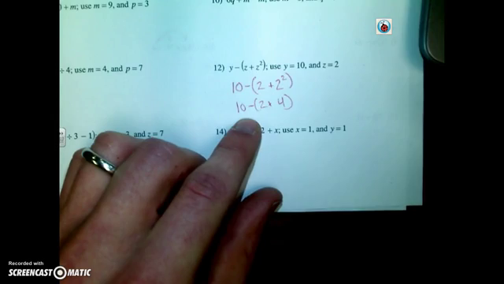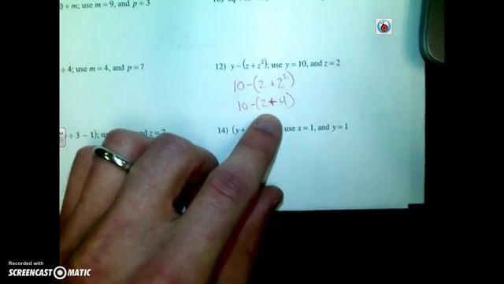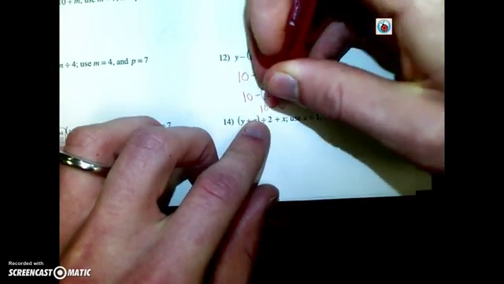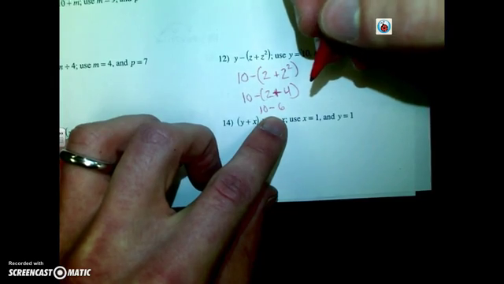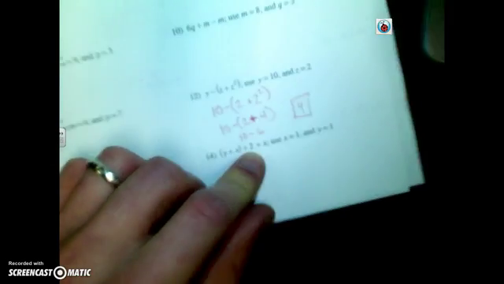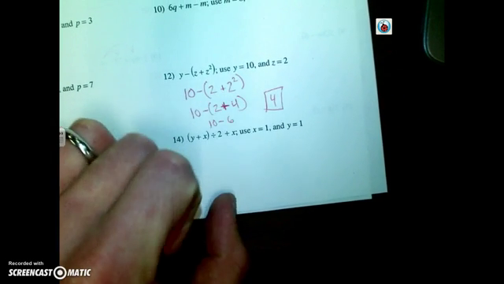Okay, then I have a 10 minus a 2 plus a 4 here. So I'll add inside the parentheses first, and then I've got the 10 minus 6 here, and that's going to give me a 4. So all it is, is going through replacing the different letters with what it tells you the letters are equal to, then being sure to follow your order of operations.